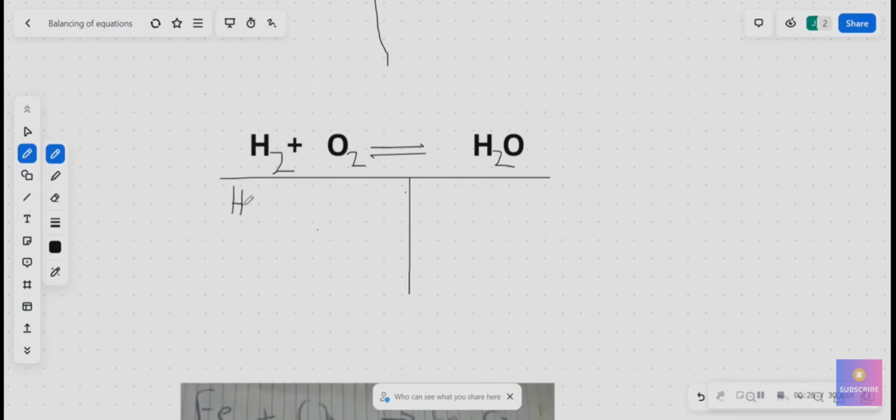On this side, my hydrogen is 2 because I see there's a 2 in the subscript. Remember, what is standing in the front is the coefficient. Then I have my oxygen that is also 2. On this side, my hydrogen is 2 and my oxygen is 1. How do I know it's 1? Because the subscript is an invisible 1, and the coefficient is also a 1.